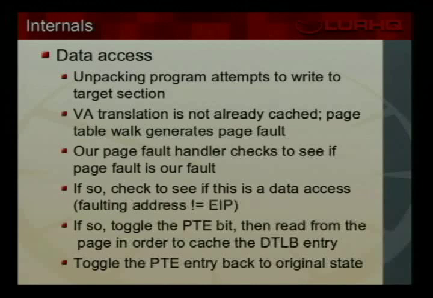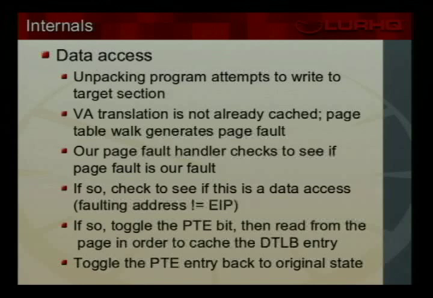All right, so basically a walkthrough of how this might work in real life here. For our data access, the first thing that's going to happen when we're unpacking our program is we're going to try to read or write from our target section. So the CPU looks and sees that it doesn't have anything in its cache already for that virtual address, so it's going to do a page table walk, and it's going to basically generate a page fault.